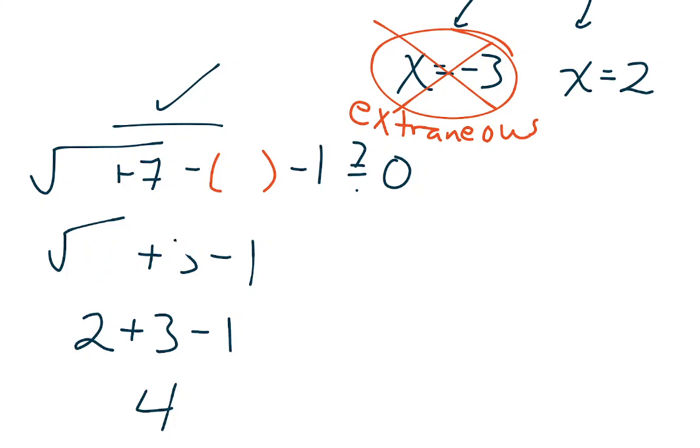What happens if we plug 2 back in? I got some new numbers here. What do we got? The square root of 2 plus 7. I'm also going to plug 2 right there. So that's going to be the square root of 9.